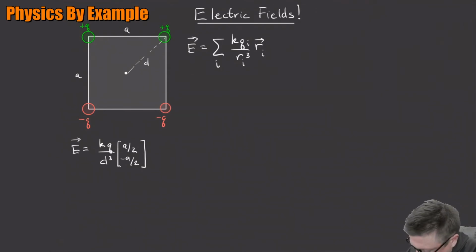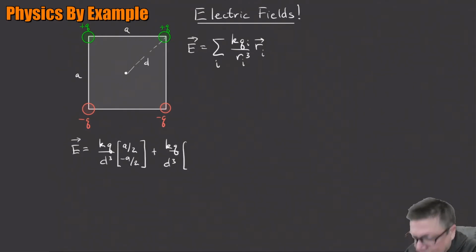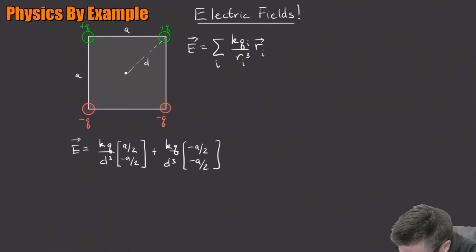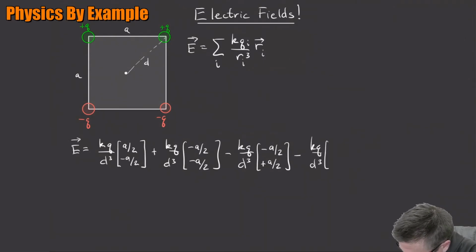Next, let's go clockwise around. Plus Q in the upper right, so it's going to be plus KQ over D cubed. How do I get from that charge to the center? I've got to go minus A over 2, minus A over 2. Now the one in the lower right is going to be a minus, because Q is minus. Same distance. How do I get from that charge to the center? I've got to go minus A over 2 in the X, plus A over 2 in the Y. And finally, the last one is also minus KQ, and for this one I'd go plus A over 2 and A over 2.